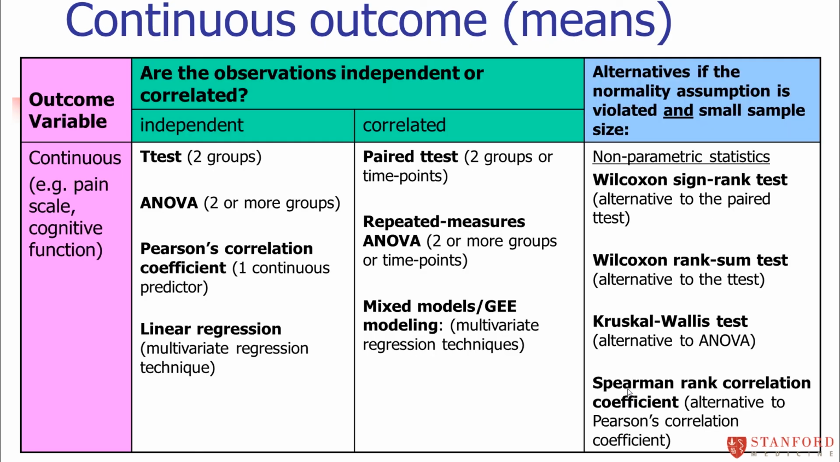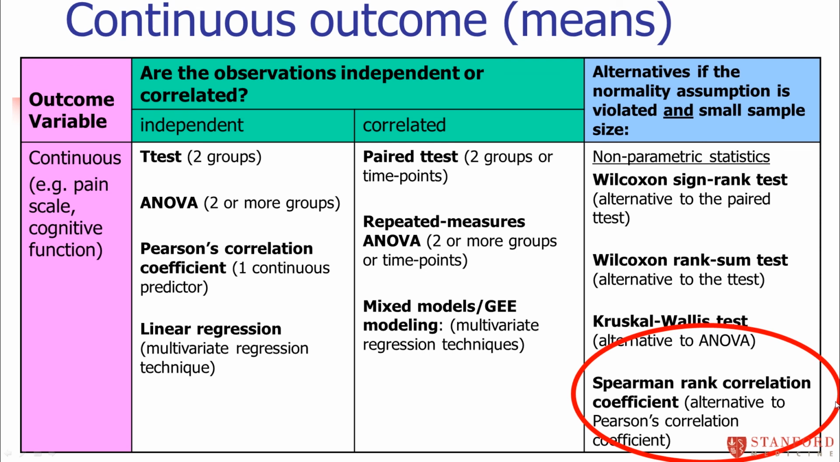I just want to mention, while we're talking about Pearson's correlation coefficients, that if you have a small sample where you're violating the normality assumption, you'll want to use an alternative statistic to the Pearson's correlation coefficient called the Spearman rank correlation coefficient. It's just like all the nonparametric tests we talked about last week. You're going to be ranking variables and building a correlation coefficient based on the ranks.